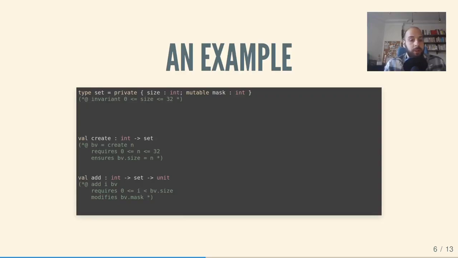There's another invariant that we could add, which is that mask is positive and smaller than 2 to the size. Indeed, the maximum value of mask is the integer with size 1s, which is 2 to the size minus 1.